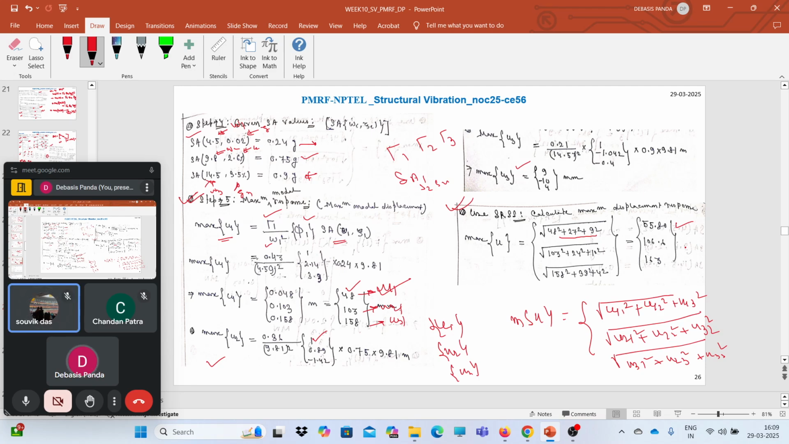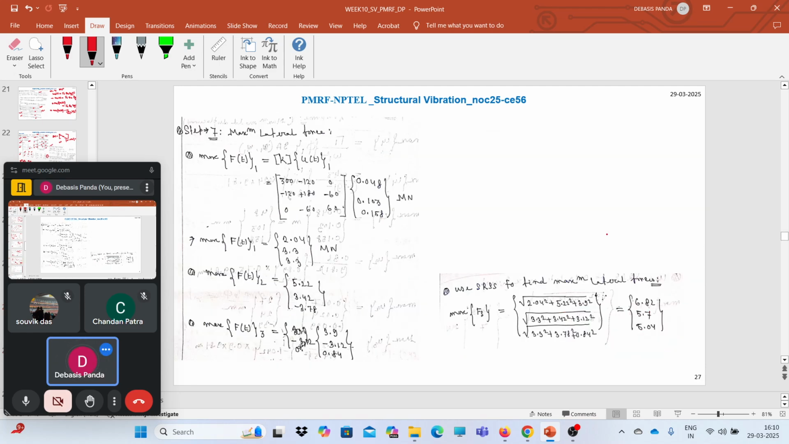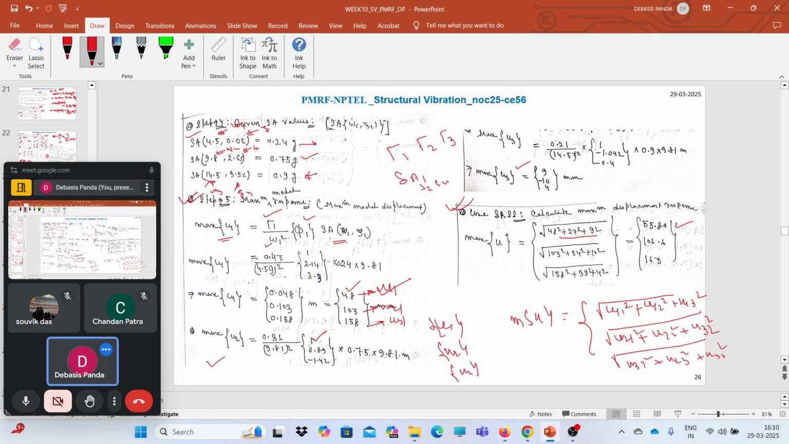So we just saw how we add the responses obtained from each mode using SRSS. We can also use the absolute sum method, where we just add the absolute values, like 48 plus 27 plus 9. We have the CQC rule also, which we will see later. Till now we have solved for U, that means the displacement.